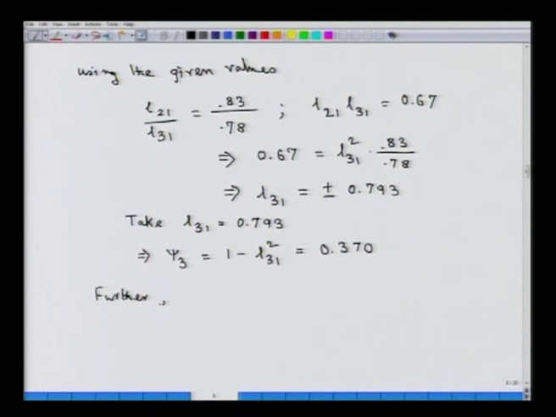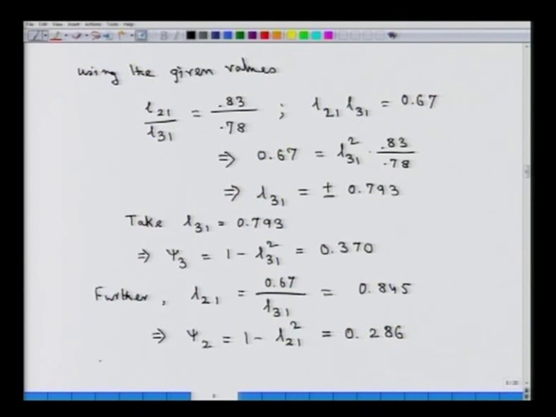we can solve for the other values, which is L21 can be obtained from this expression, because we now know what is L31. So, we will have this divided by L31, this gives us 0.845. L21 being equal to this will further imply that psi 2 can be obtained as 1 minus L21 square, which turns out to be having the numerical value as 0.286.